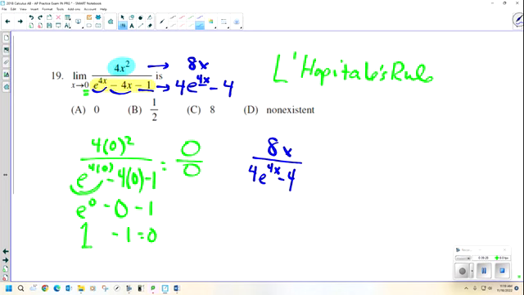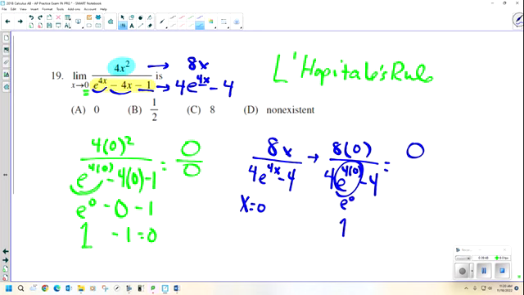Okay, let's try plugging in a 0 at this point. This is at x equals 0. So I've got 8 times 0 over 4 times e to the 4 times 0 minus 4. Top is 0. Bottom, e to the 0 is just 1, still times my 4 minus 4. That's 4 minus 4. I still get 0 over 0.